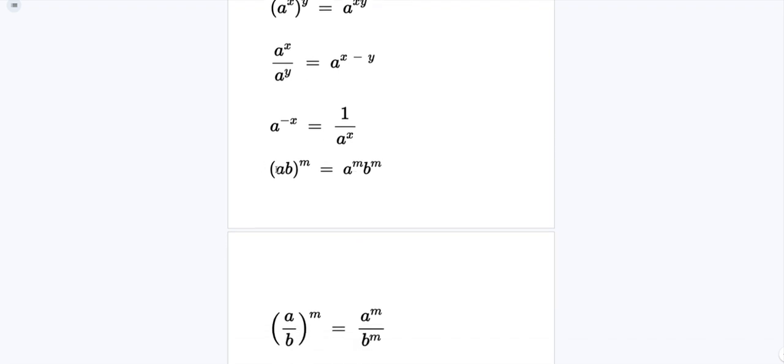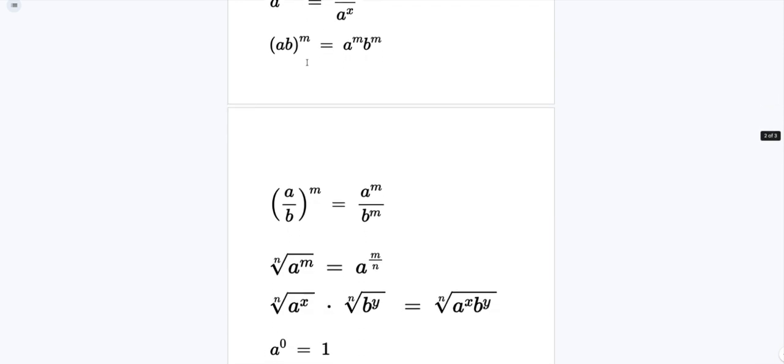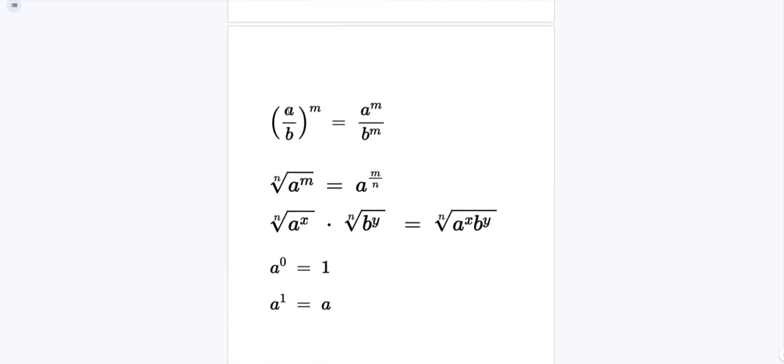When we have a product to the power of m, then this power m applies to each one of the terms inside the product. So that would be a to the power m times b to the power m. This means that the m applies to both of these bases. When we have a fraction a by b to the power m, this also applies to both numerator and denominator. That means a to the power m divided by b to the power m.